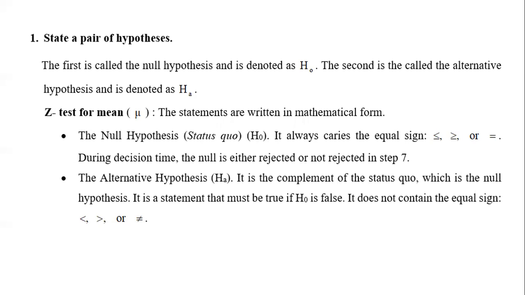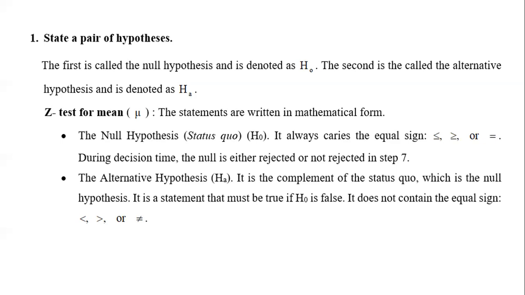The null hypothesis is the status quo, H sub 0. It always carries the equal sign, okay? Always bear that in mind. It is either less than or equal to, greater than or equal to, or equal. During decision time, the null is either rejected or not rejected in step 7. The alternative hypothesis, H sub A, is the complement of the status quo, which is the null hypothesis. It is a statement that must be true if H sub 0 is false. It does not contain the equal sign.